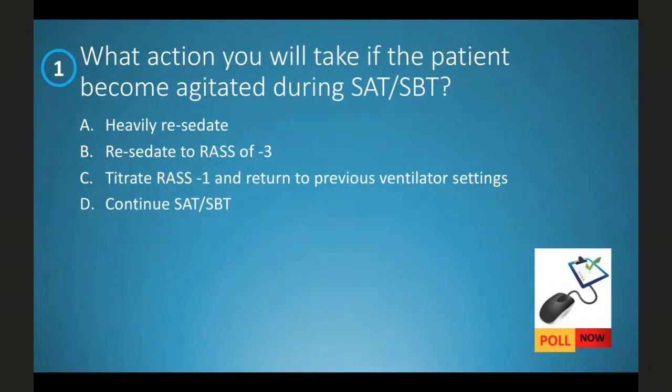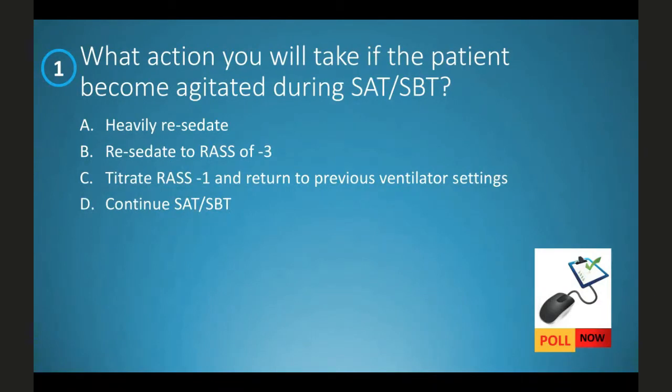Question number 1: what action will you take if the patient becomes agitated during SAT or SBT, spontaneous awakening trial or spontaneous breathing trial? Option A, heavily resedate. Option B, resedate to a RASS score of -3. Option C, titrate RASS -1 and return to previous ventilator settings. Option D, continue with the spontaneous awakening trial or SBT, irrespective of the changes.